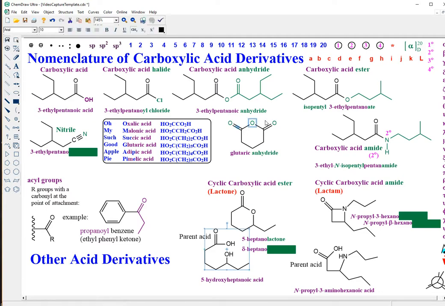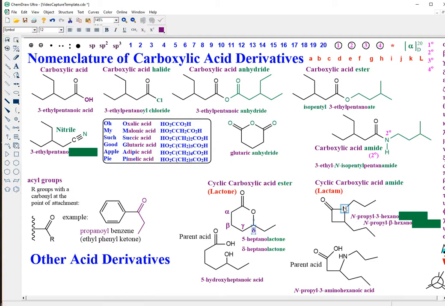Using our Greek lettering system, where alpha is 1 away from a carbonyl, beta is 2 away from a carbonyl, gamma is 3 away from a carbonyl, and delta is 4 away. Another acceptable naming system is to indicate the ring closes using the delta carbon, and the name also ends with lactone.